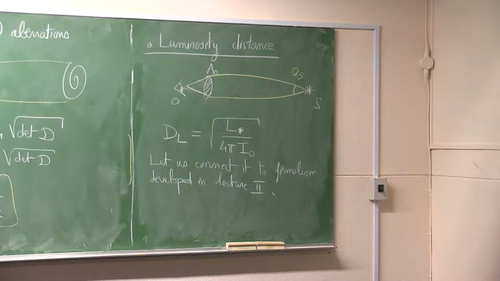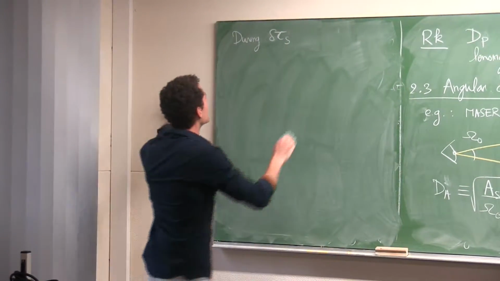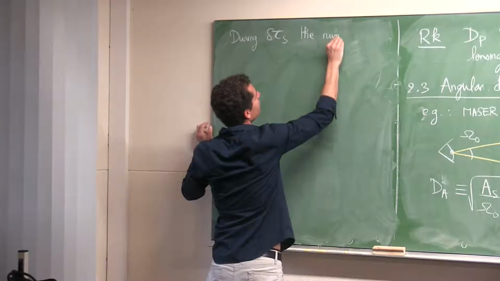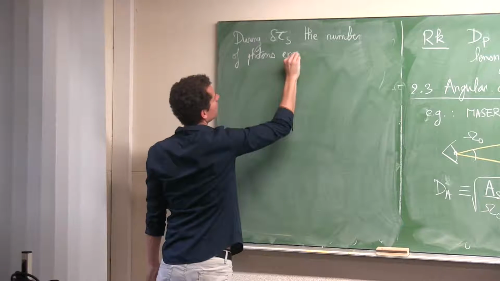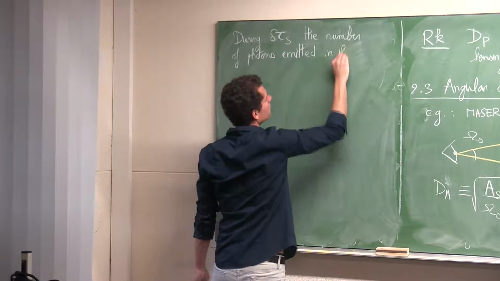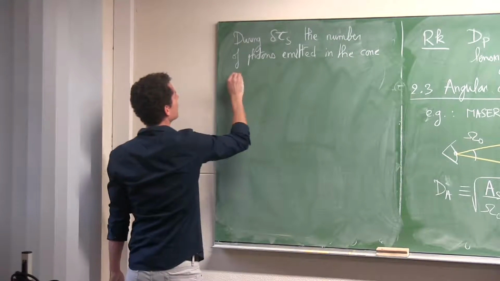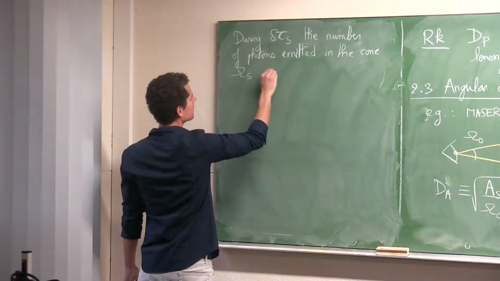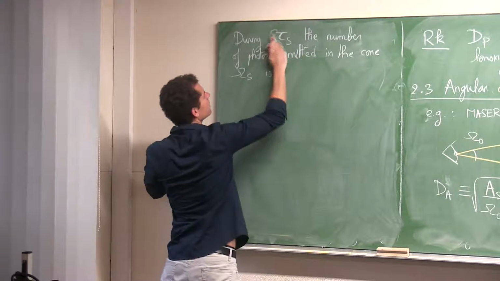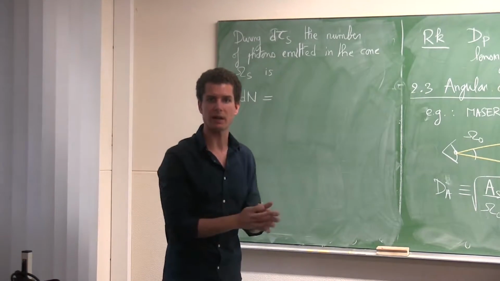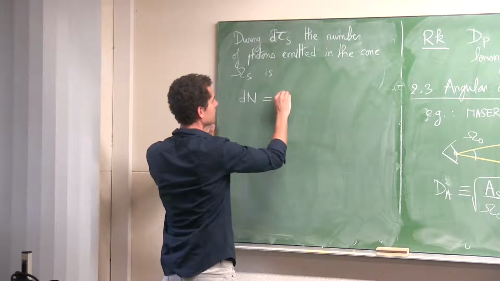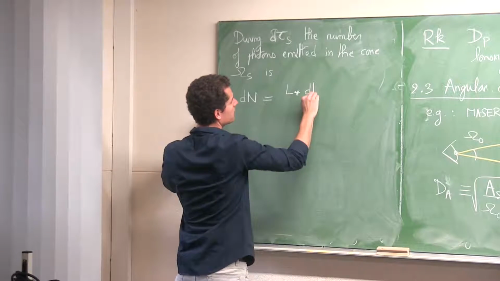So if we consider, during an interval of proper time in the source frame, the number of photons emitted in the cone omega s, this will be dN equal. So first, the total number of photons that are emitted during this period is just the luminosity times d tau s.